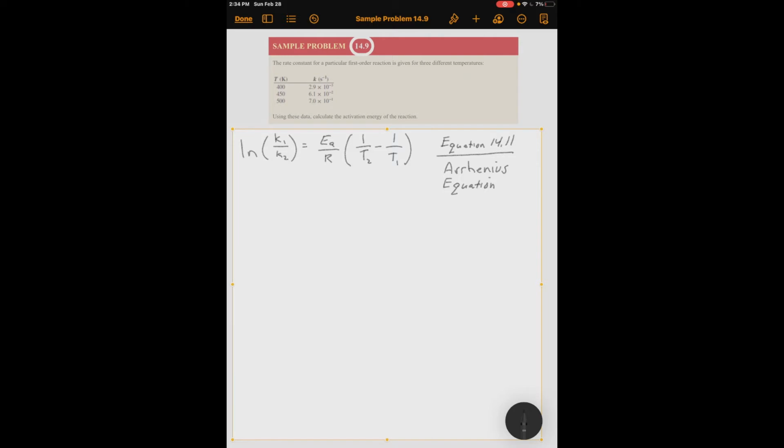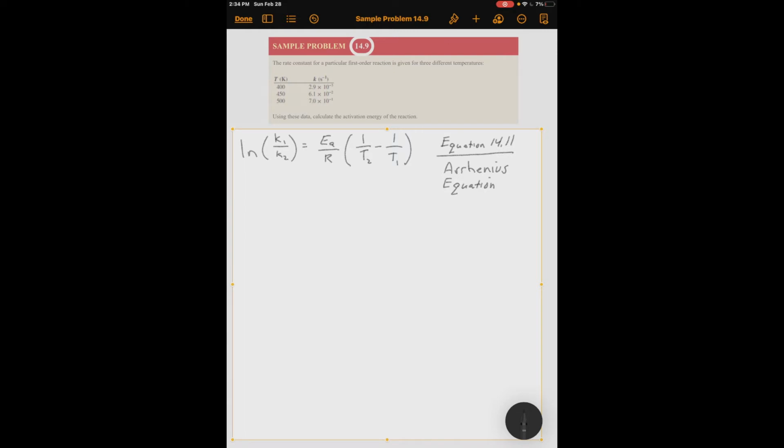call the Arrhenius relationship or the Arrhenius equation. A form of the equation is shown here on the left, ln of k1 over k2. So that's the natural log of the rate constants 1 and 2. Meaning that they're measured at different temperatures in this context. So K1 is measured at T1, and K2 is measured at T2, and K3 is measured at T3.